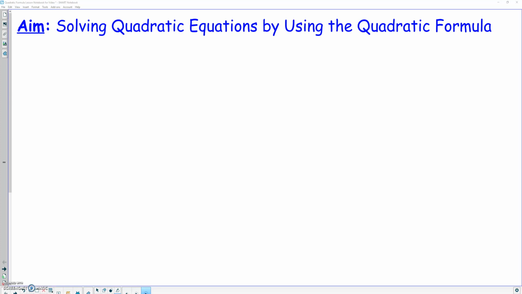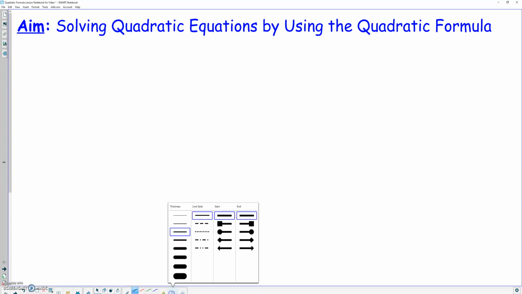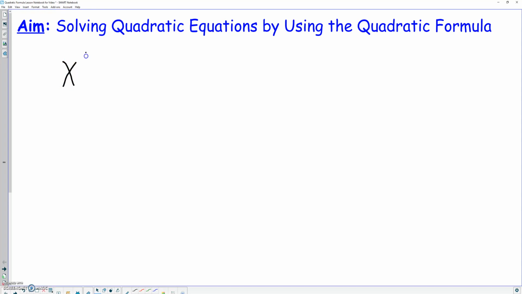Hey everyone, so in this lesson we're going to go over solving quadratic equations by using the quadratic formula. Right now we know how to solve quadratic equations by factoring, so let's review a factoring problem. Let's say I have the problem x squared plus 8x equals negative 15.